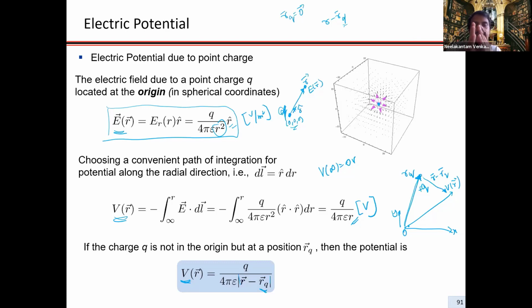So if you were to increase the distance between two points by a factor of 2, then the potential is going to go down by half. If you increase by a factor of 4, then the potential between them is going to go down by a factor of 1/4.